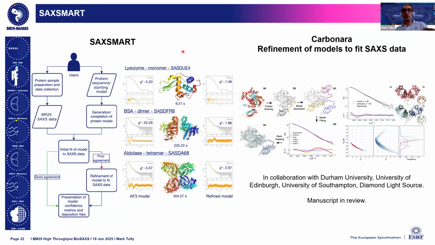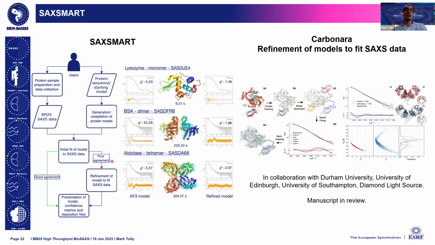So this then leads me to our future plans. Our postdoc, Hayden Fisher, has been working on SAXS. Essentially, what we want is for our users to give us the protein sequence before they come, and then we will generate an AlphaFold model for them. When they come, they put the protein name into BioSAXS Cube. We'll collect the BioSAXS data, and then we'll automatically fit the AlphaFold model to the SAXS data. And then, if in good agreement, we will present the model, the confidence metrics, and the deposition files.